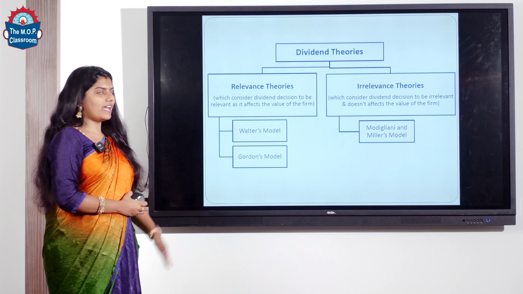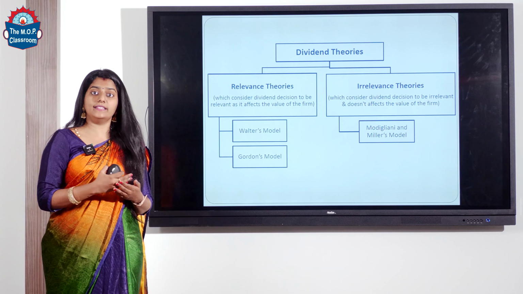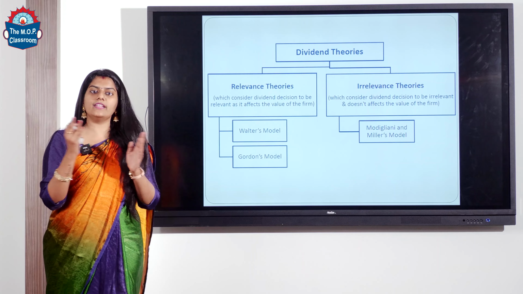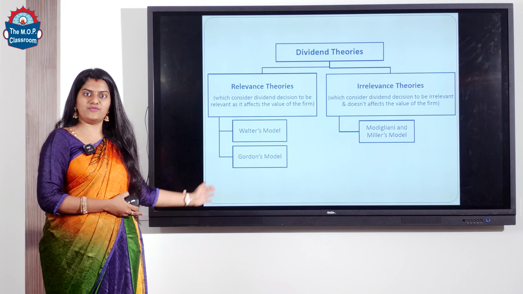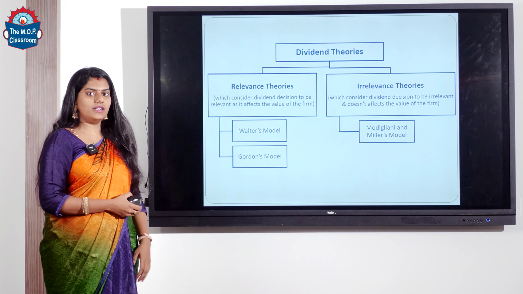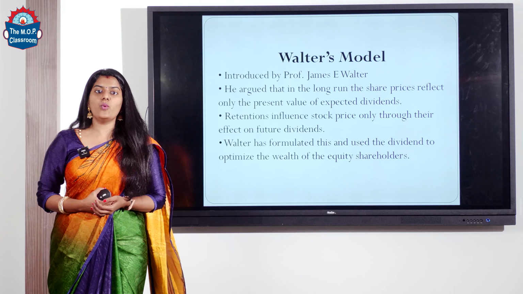Coming into the relevance theory. The relevance theory states that the dividend policy that the company is adopting will directly reflect the value of the firm. We have two different models under the relevance theory, one being the Walter's model and the other being Gordon's model. Now let's look into the Walter's model.